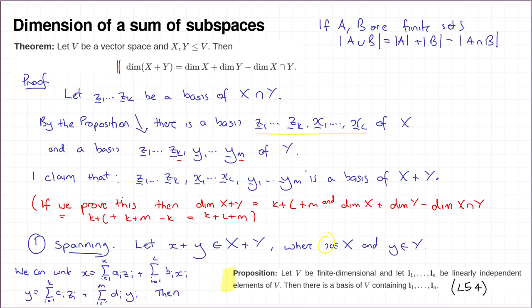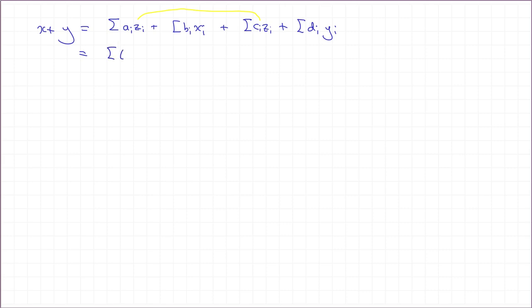Then let's work out x plus y. So we'll need a new slide to do this. X plus y is equal to the sum of aizi plus the sum of bixi plus the sum of cizi plus the sum of diyi. And we can just gather together the coefficients of the z's here and here: the sum of (ai plus ci) zi plus the sum of the bi xi's plus the sum of the di yi's.